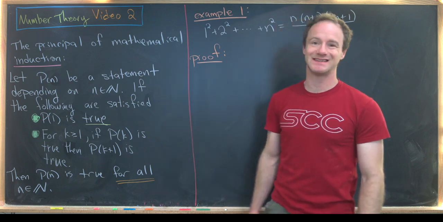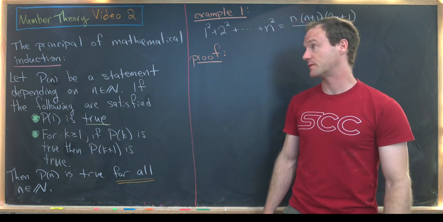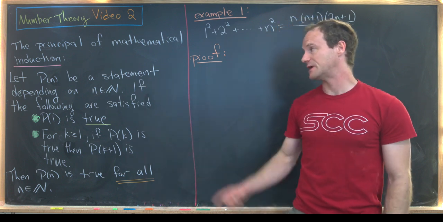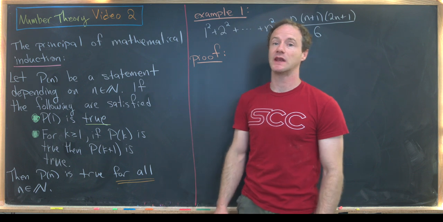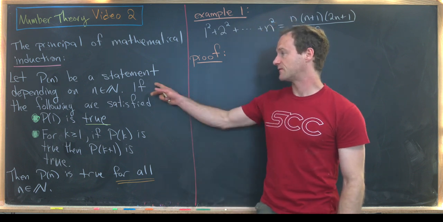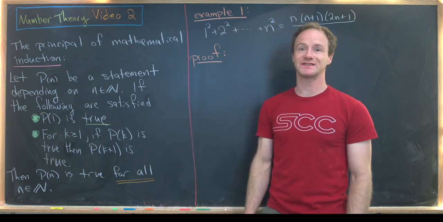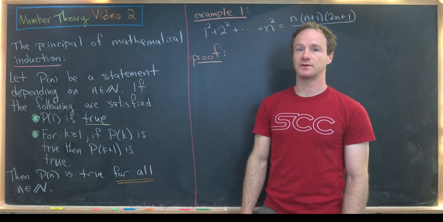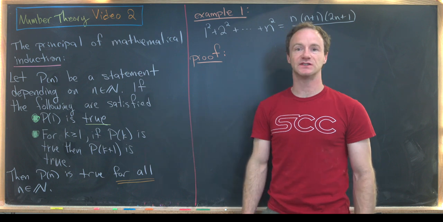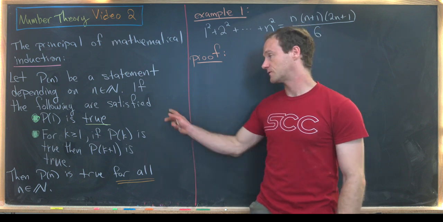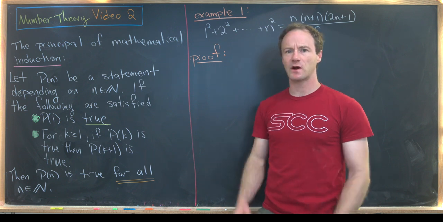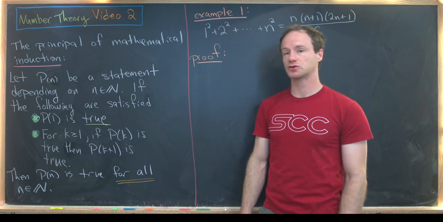So let's look at the standard setup for the principle of mathematical induction. We want to let P of n be a statement depending on n. Then if the following two things are satisfied, then P of n is true for all natural numbers n. So let's dive into what these two things are. First, P of 1 is true. So the statement where n is set equal to 1 is a true statement.